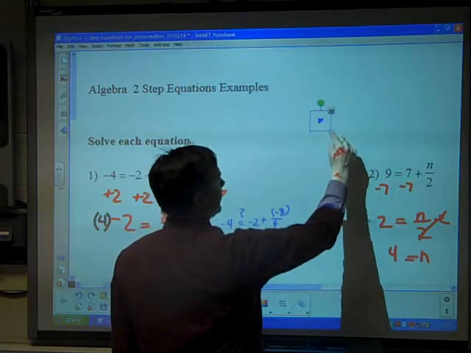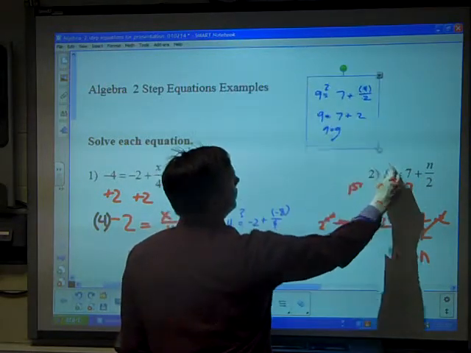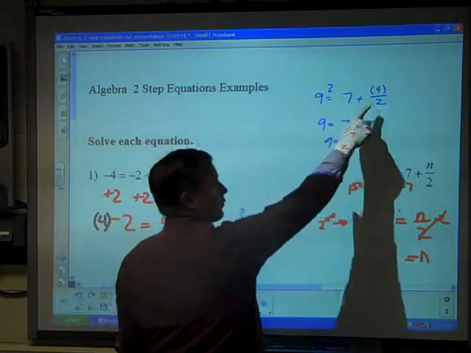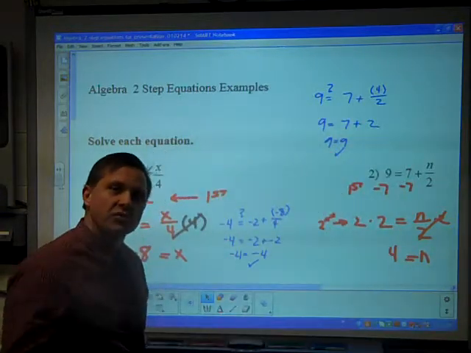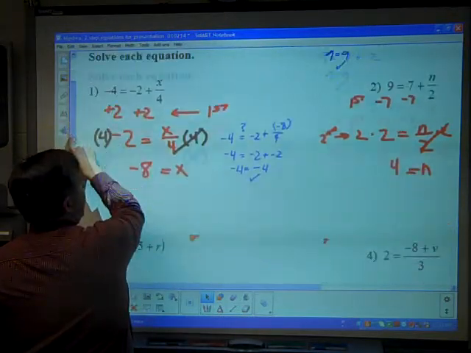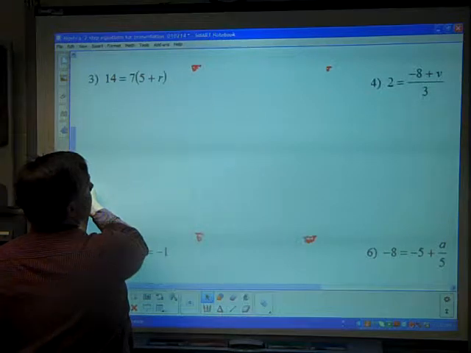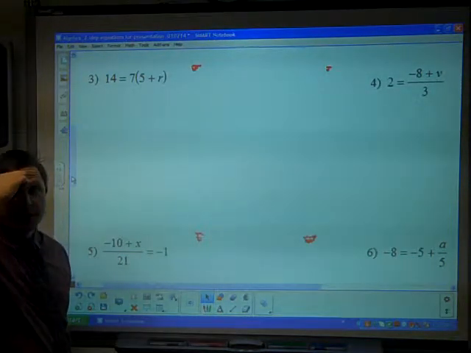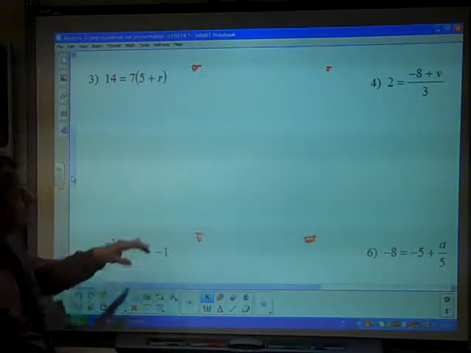And again, is 4 the answer? I plug it back into the original equation and using parentheses, and you notice I get 9 equals 9, which is a true statement, thus it is correct. I have 4 more here on the board. If you pause the video now, you can try these. I'm going to work them rather quickly.